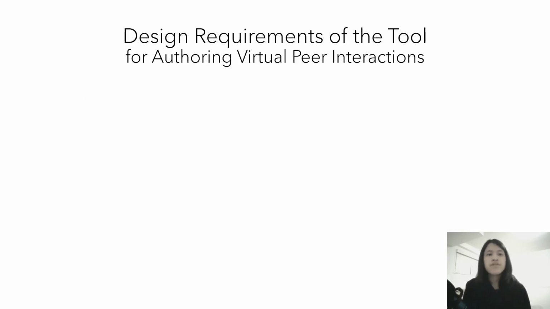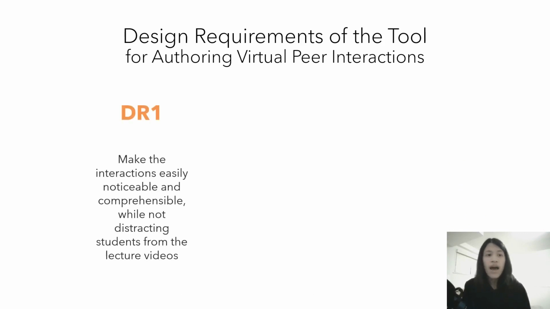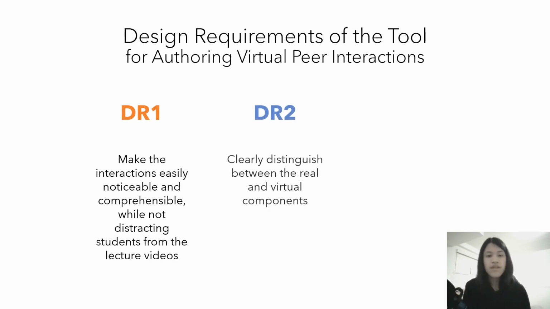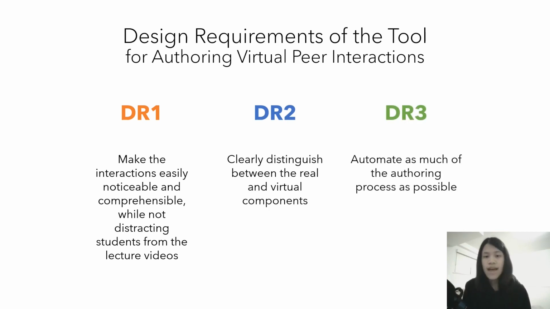We also found 3 design requirements for the interaction authoring tools. They are 1. Make the interactions easily noticeable and comprehensible while not distracting students from the lecture videos. 2. Clearly distinguish between the real and virtual components. And 3. Automate as much of the authoring process as possible.